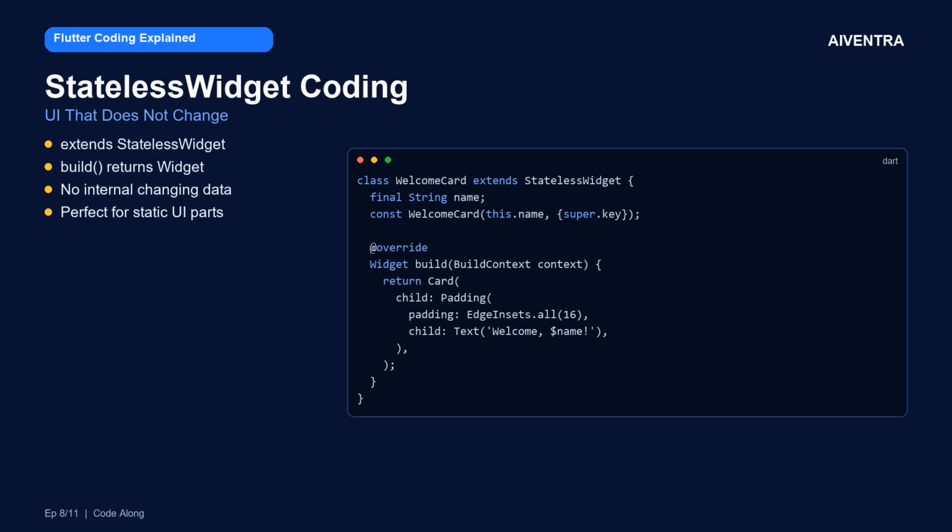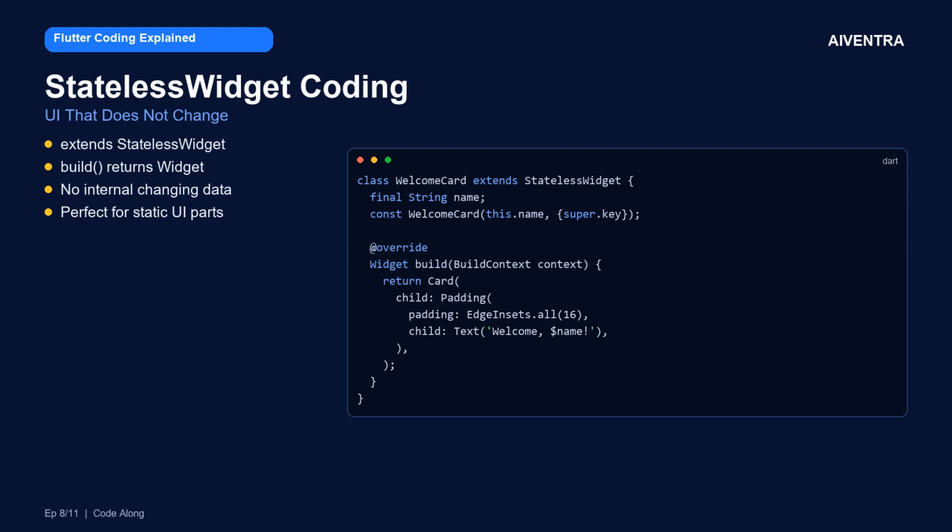Let's build a real stateless widget from scratch. This is how Flutter UI is written. We create class WelcomeCard extends StatelessWidget. It has a final string name property passed from outside. The constructor is const, which is a best practice for stateless widgets.